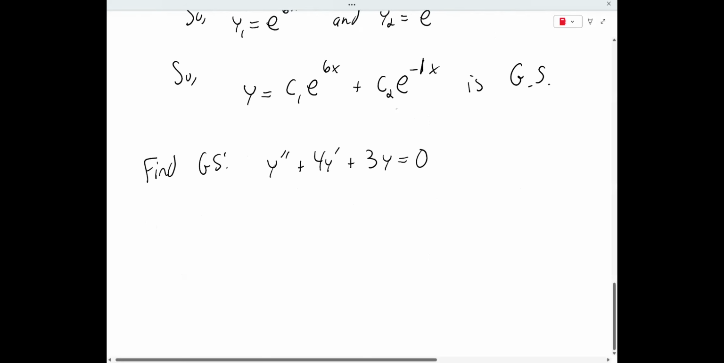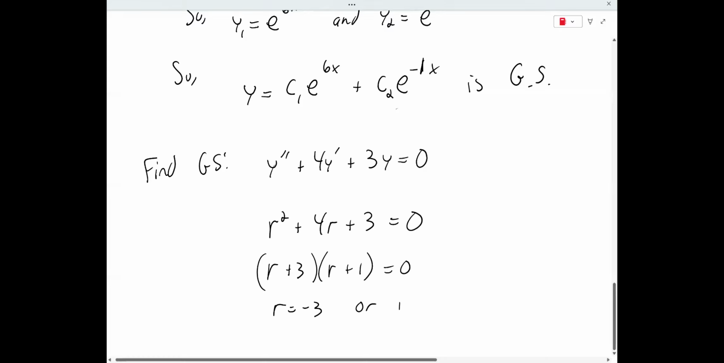Well, basically, all you're going to do here, first you can find the characteristic equation. So what that'd be: r squared plus 4r plus 3 equals 0. So you can just do that right away here. Then you solve this. You can factor it in this case. Say r plus 3 times r plus 1 equals 0. So r equals negative 3, or r equals negative 1.